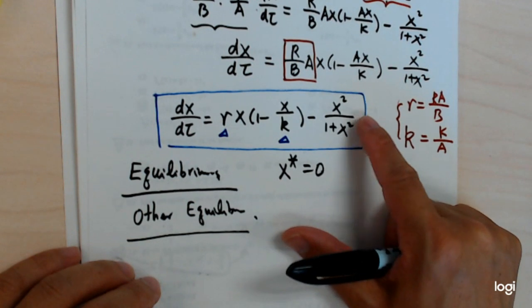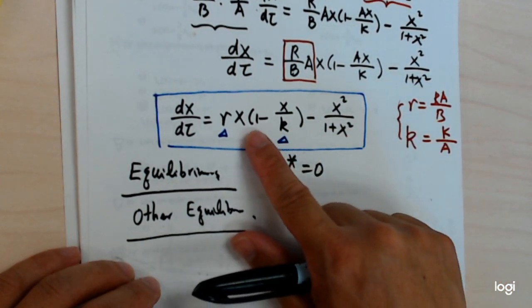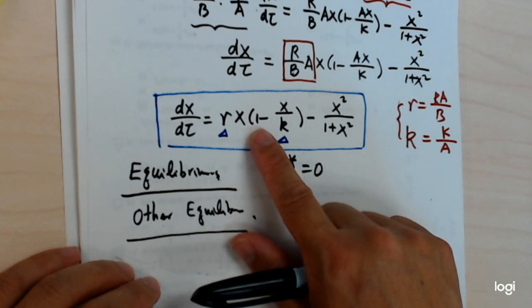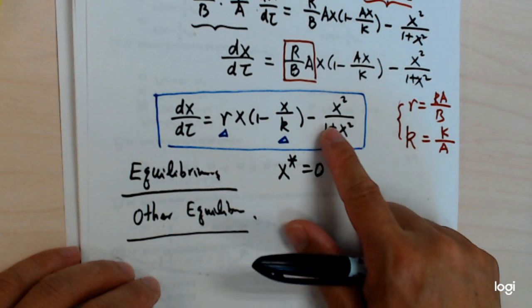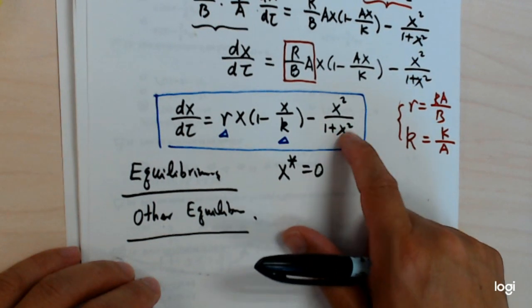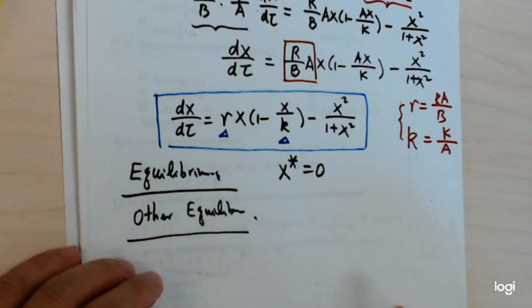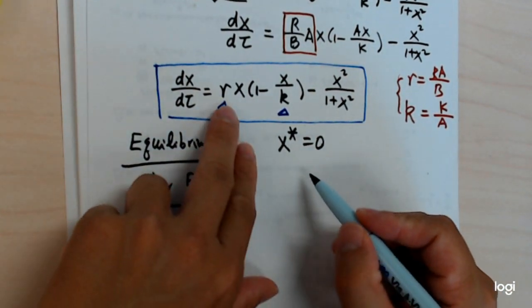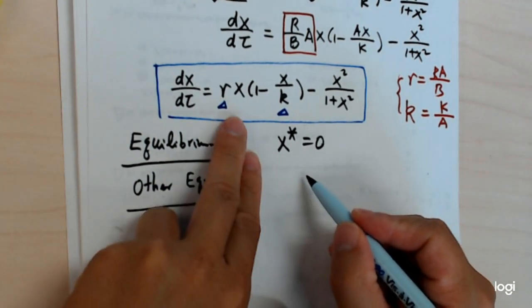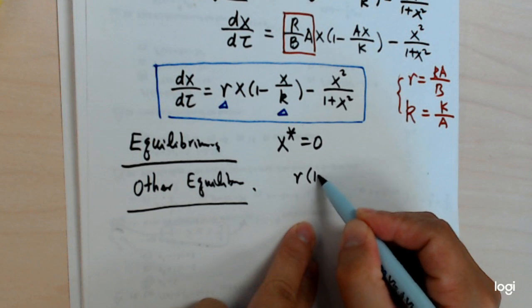Normally, I will set this right side equal to 0 and try to solve for x. But many of you probably noticed this is actually a polynomial of order 4. If you set this equal to 0, multiply on both sides by 1 plus x squared, you're going to get a degree 4 polynomial. So figuring that out is kind of tricky. So instead of doing that, we can find the equilibria by finding the intersections between the two curves.